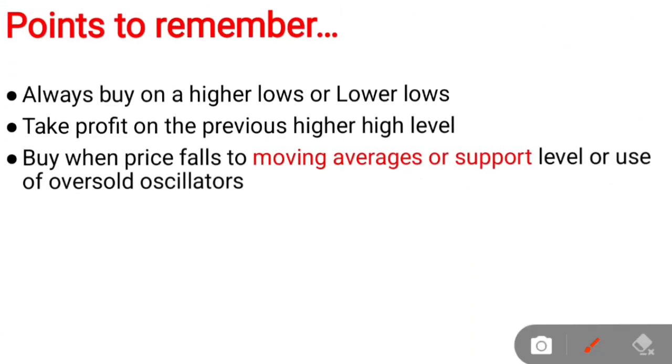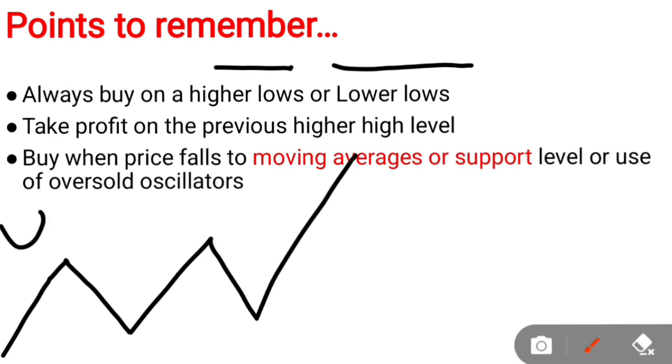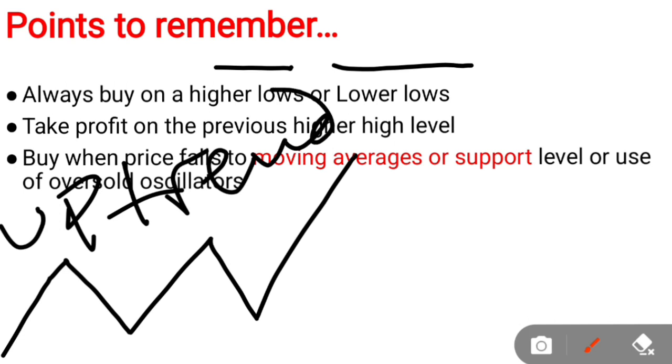So we are always going to be buying on the higher lows. So you have to wait for the price. The price is going up, you have to wait for it to come back down, then you can buy, right? Something like this. So this is going to be an uptrend. On an uptrend, you have to wait.